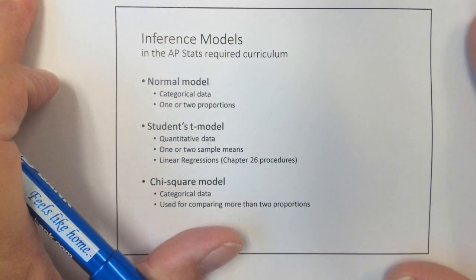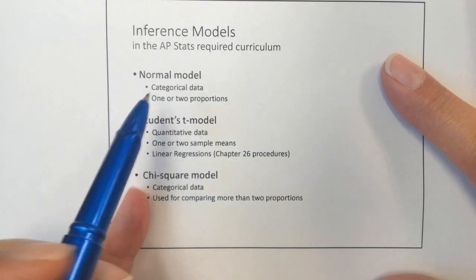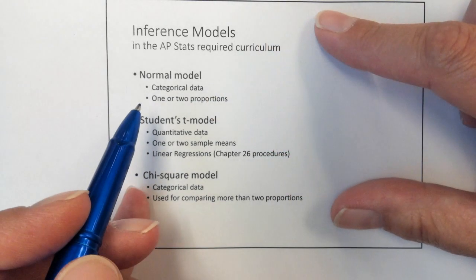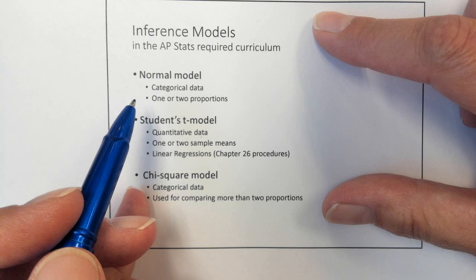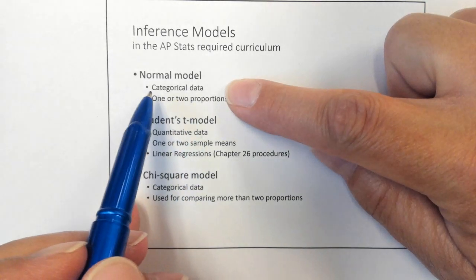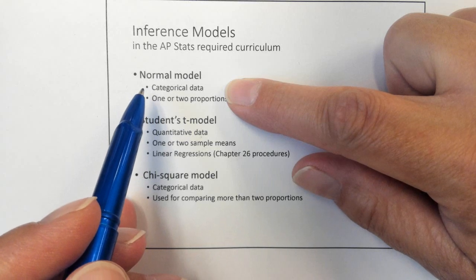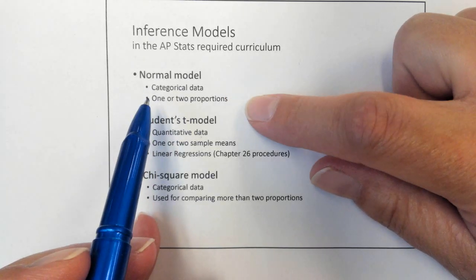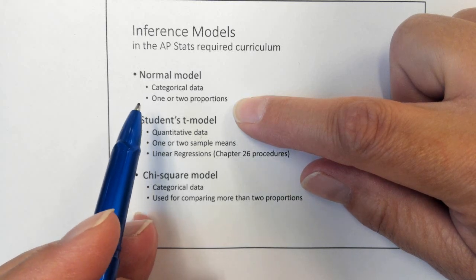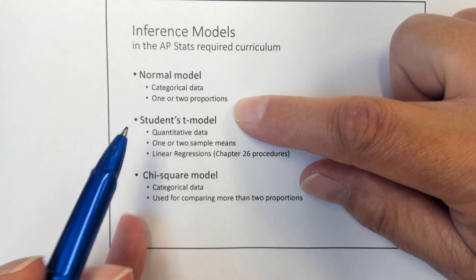So the inference models we've covered so far are the normal model, which we use for categorical data. So these are our 1 proportion Z and 2 proportion Z procedures. So it involves categorical data, proportions, percentages of the whole, and 1 or 2 proportions. So we can do a 1 proportion Z test, 2 proportion Z test, or confidence interval.